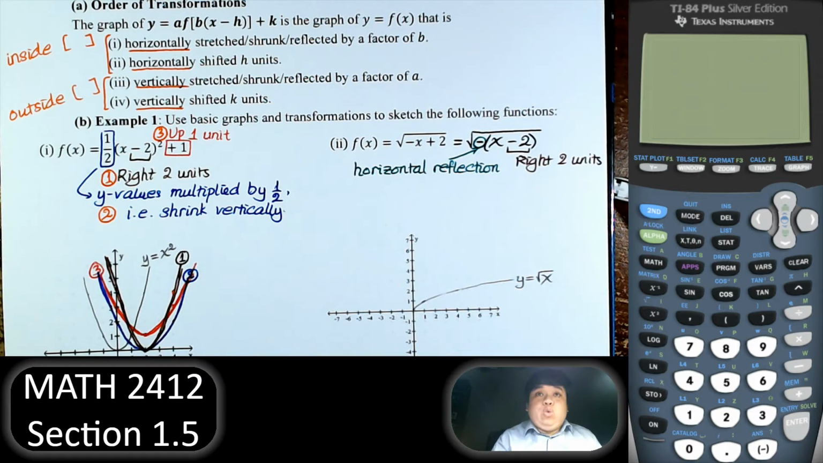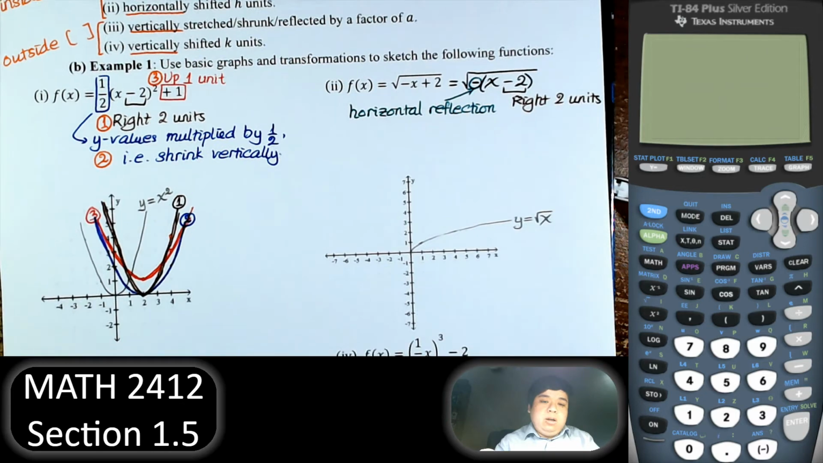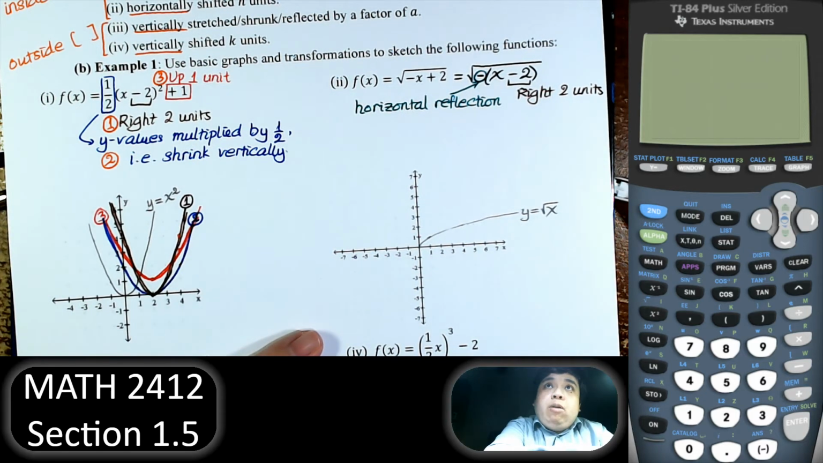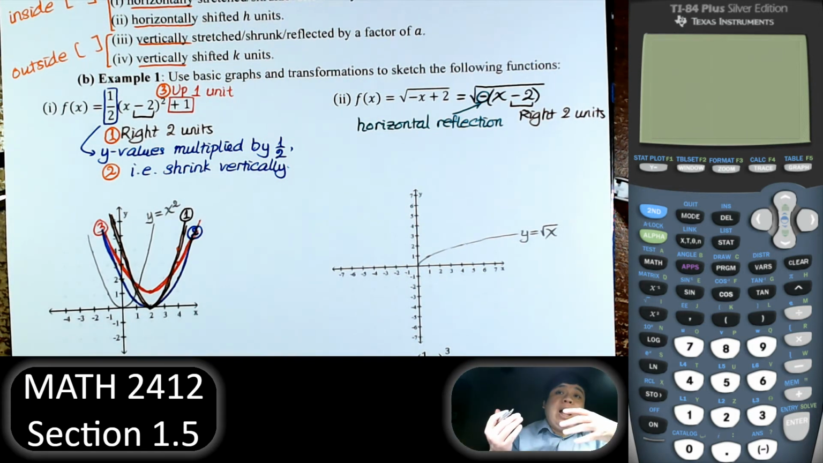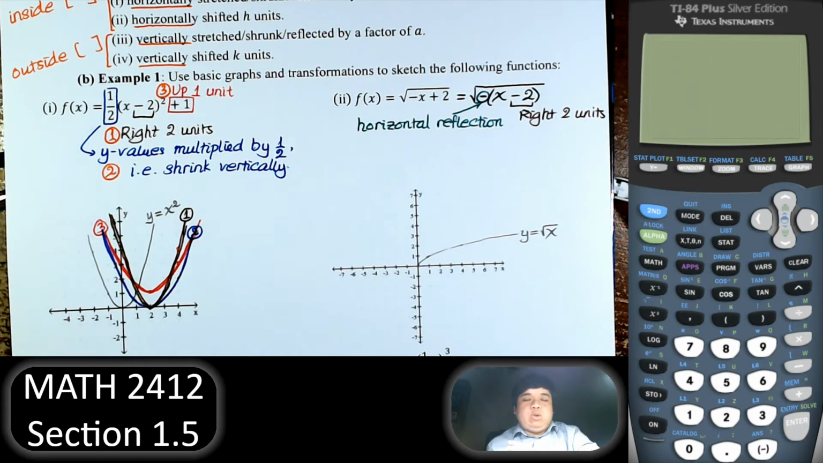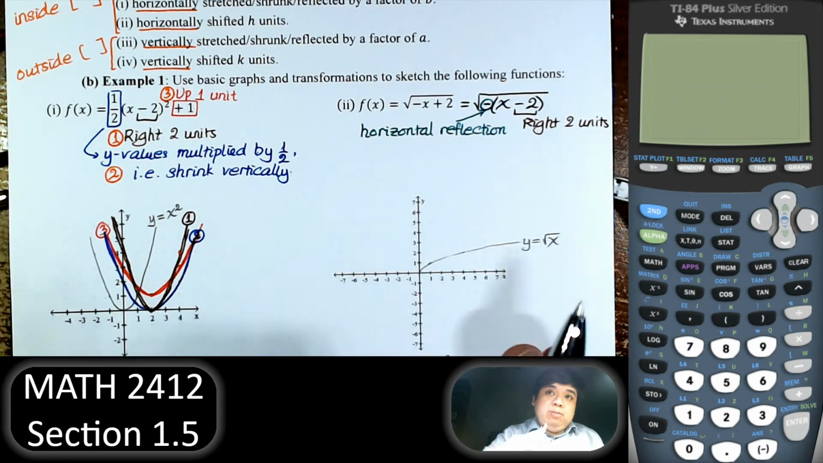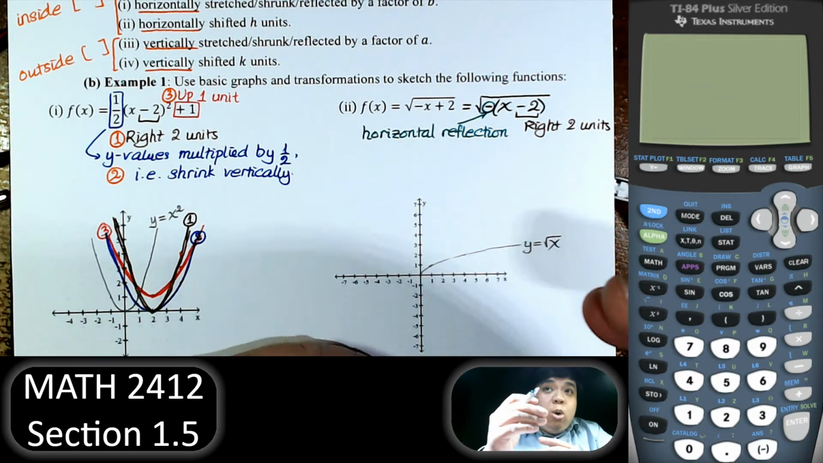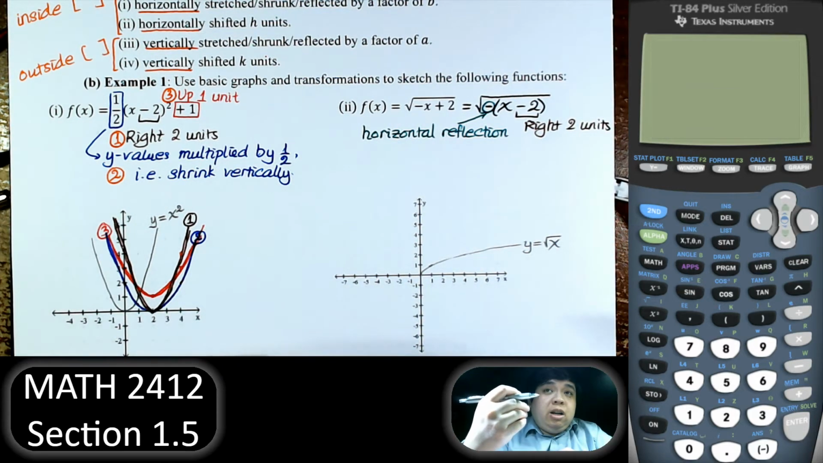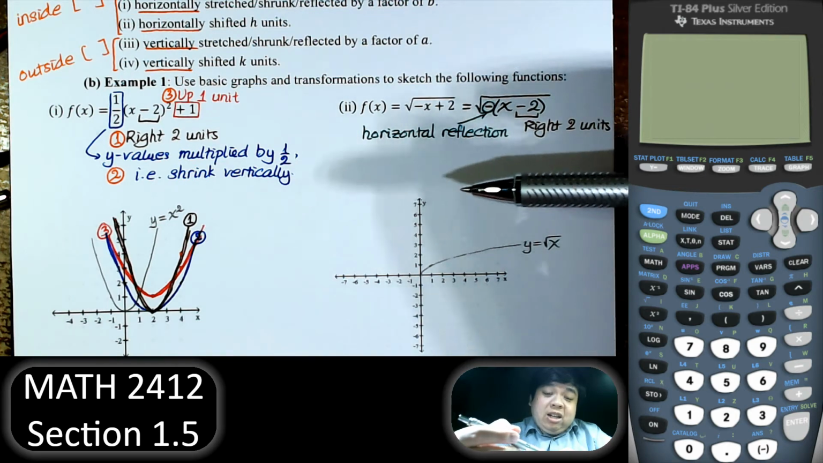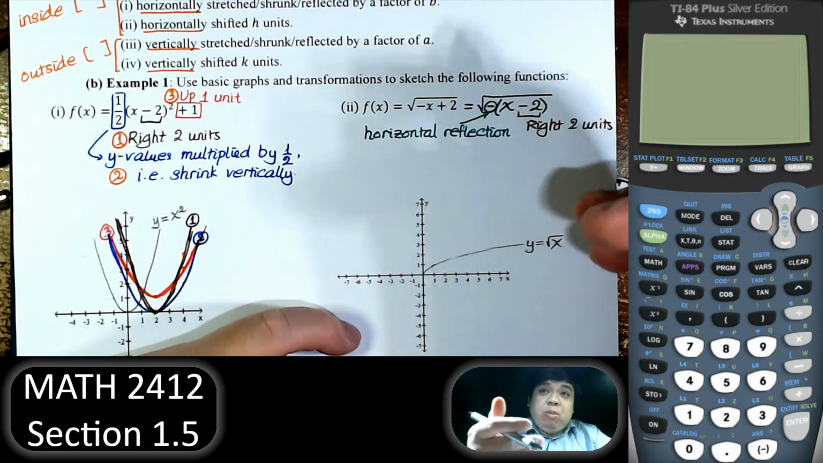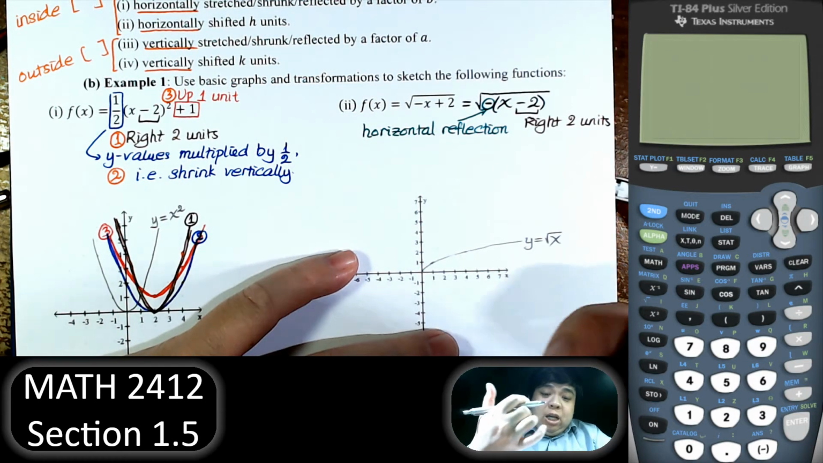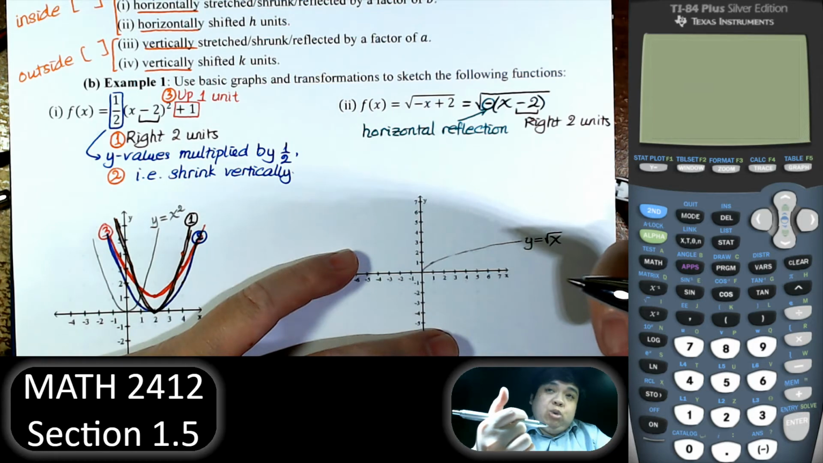And then next, which one do we do first? Right. So inside and then outside. In this case, we're talking about the square root. So inside the square root, outside the square root. We have nothing outside the square root, so there's no vertical effect to the graph. What we do is just inside, meaning the transformation only affects the graph horizontally. So we have reflection and then 2 units to the right.